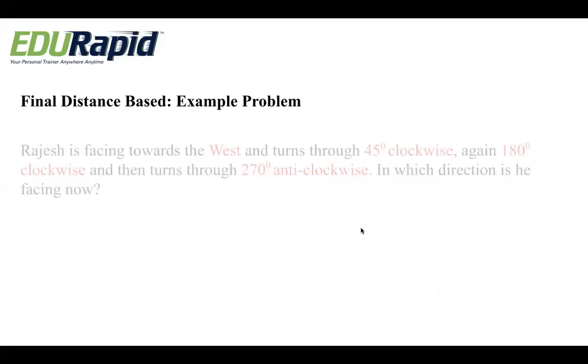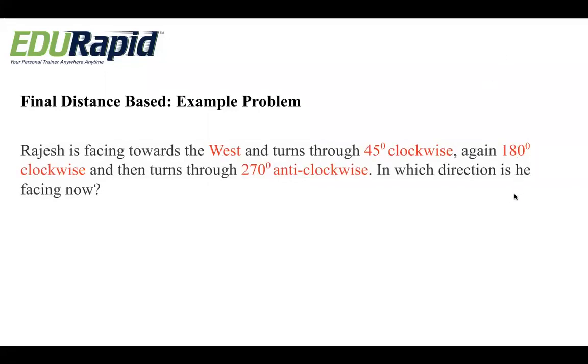Okay, let's look at an example, a final direction based example. So either you can try to do it after I read the problem, or you can watch me do the problem step by step. And also I would suggest you do the problem in your notebook. So Rajesh is facing towards the west and turns 45-degree clockwise. Again, 180-degree clockwise. And then turns through 270-degree anti-clockwise. In which direction is he now facing?